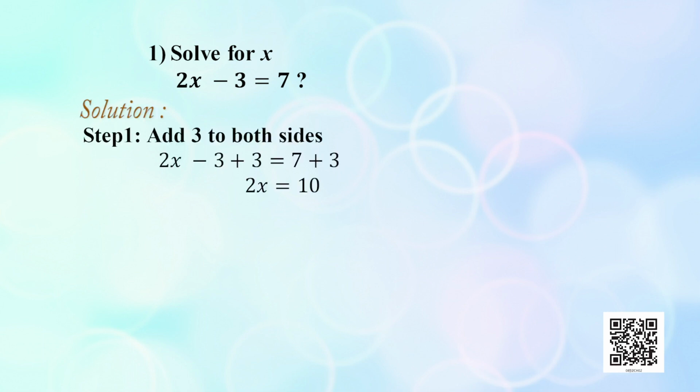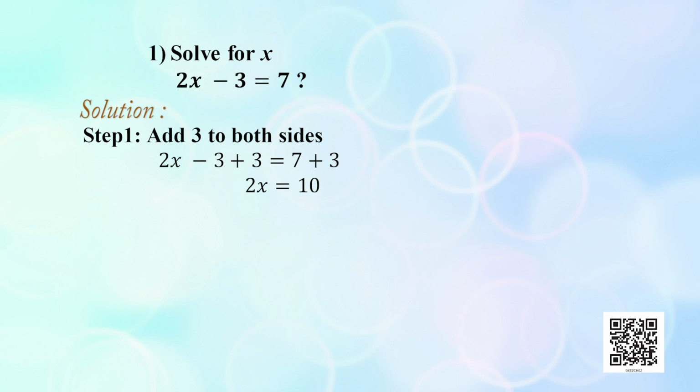Step 1, for the given expression, we have to add 3 on both sides. Remember, whatever basic operation we do, it may be addition, subtraction, multiplication or division, on both sides, the balance of the equation is not disturbed. So, if you add 3 on both sides, the left hand side becomes 2x - 3 + 3, the right hand side becomes 7 + 3. Minus 3 plus 3 gets cancelled, we are left with 2x = 7 + 3, that is 10.